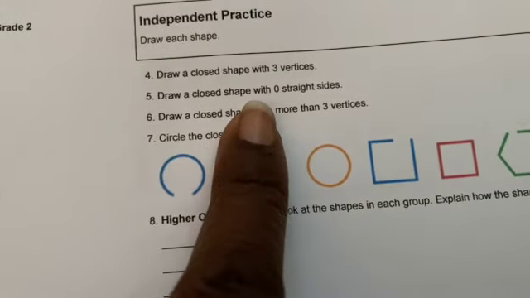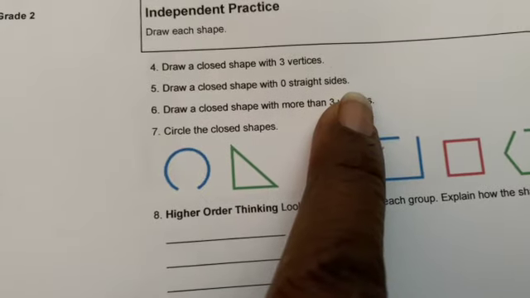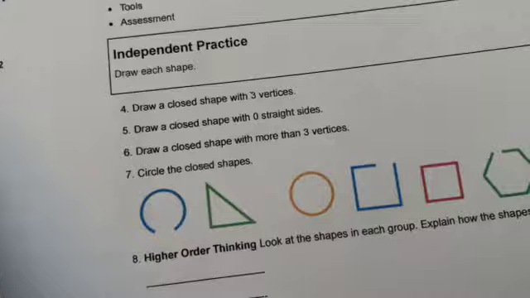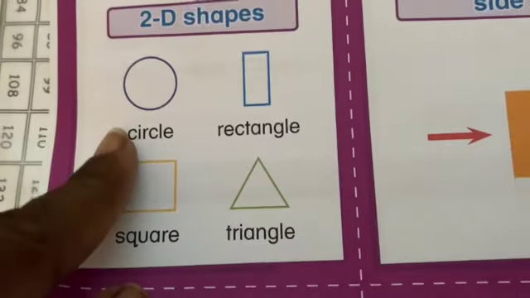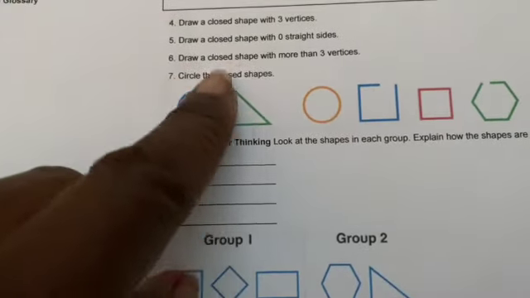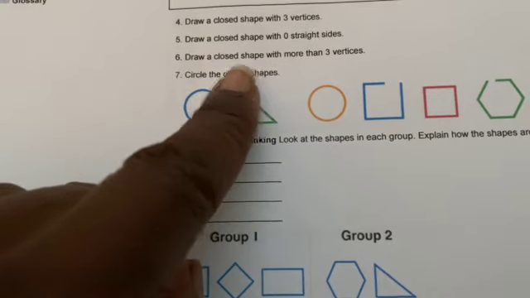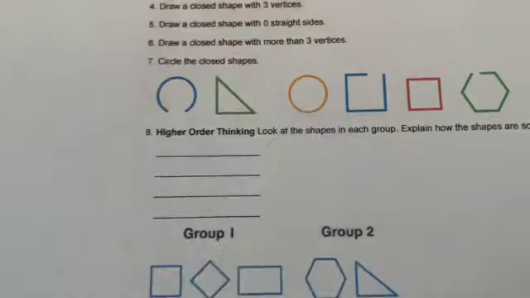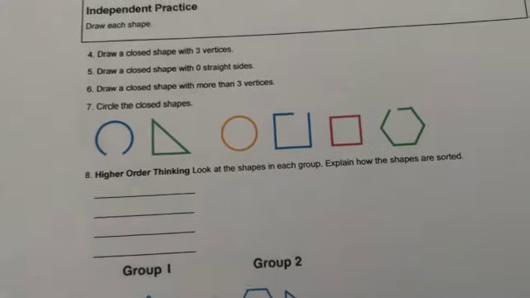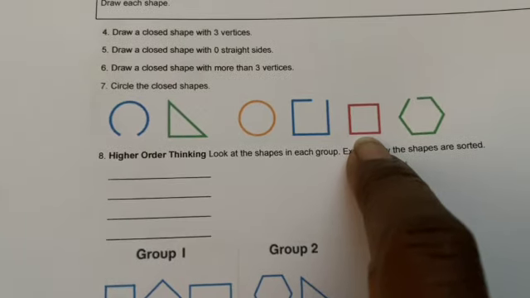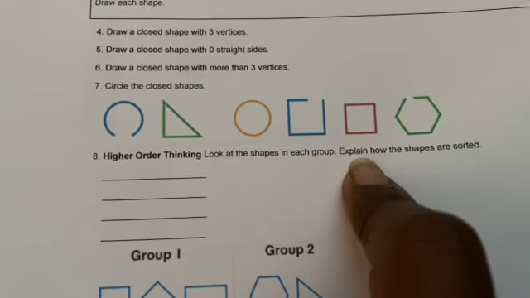So draw a closed shape with 0 straight edges. Well, anything that has a 0 straight edge, let's go back to this here, would be a circle. Okay. Draw a closed shape with more than 3 vertices. Well, anything that would have more than 3 would be a square or a rectangle.